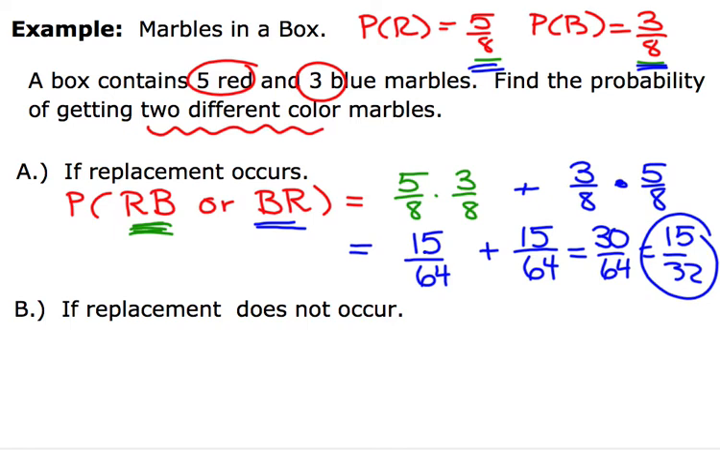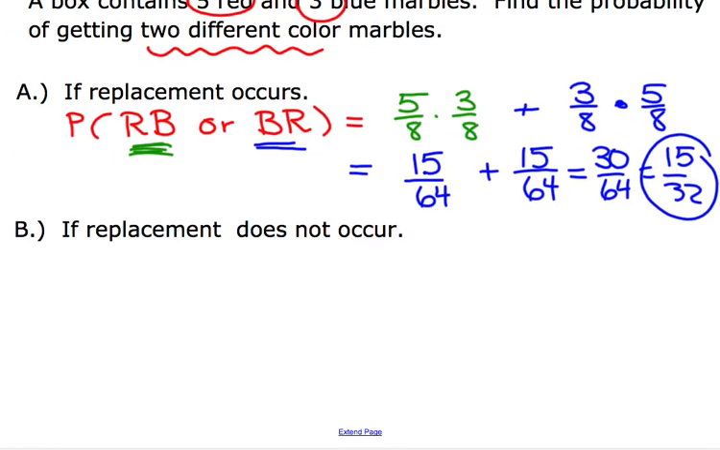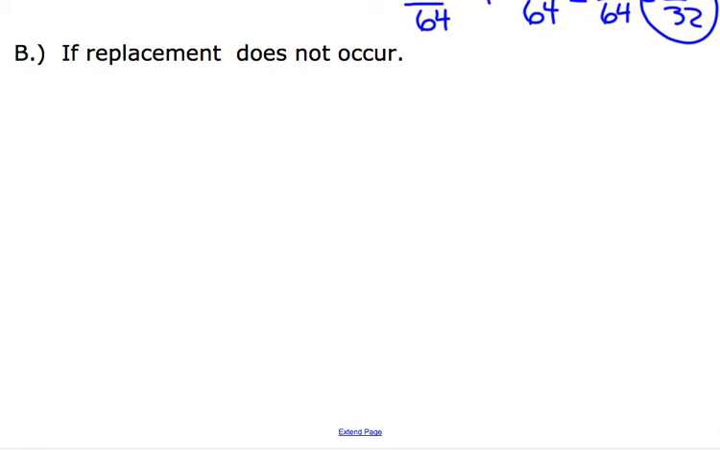So replacement occurred. Now let's head down. The replacement did not occur. So you took the marble out, and now your probability has changed. So these are now considered dependent. So the probability of red, then a blue, or probability of a blue, then a red. All right.